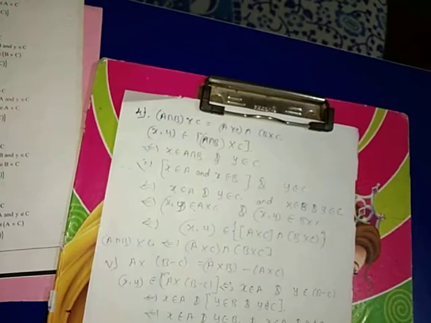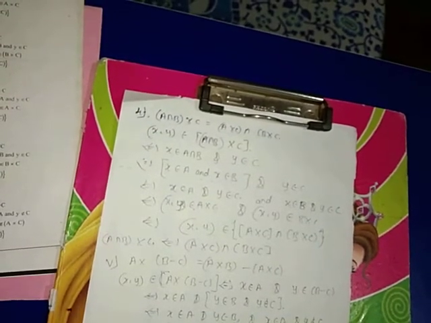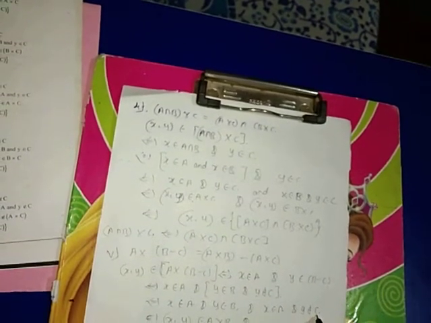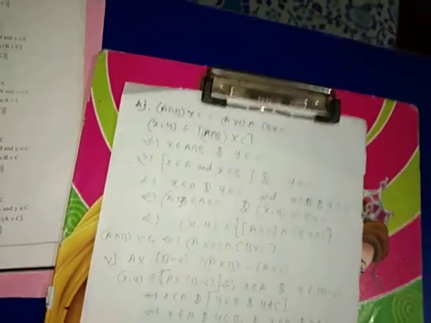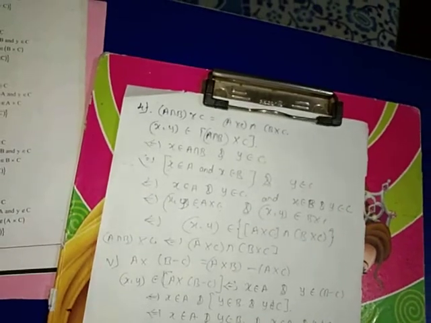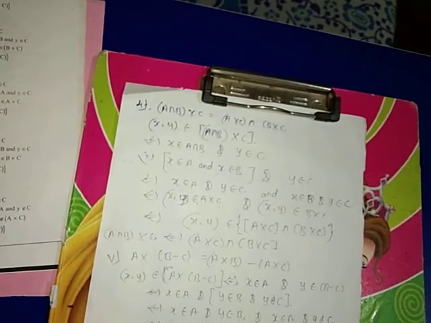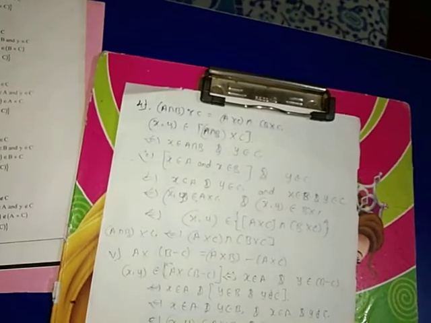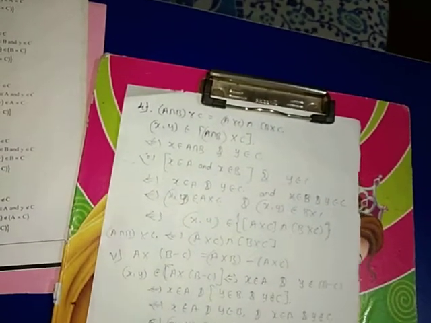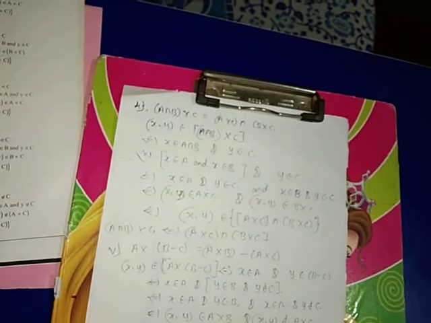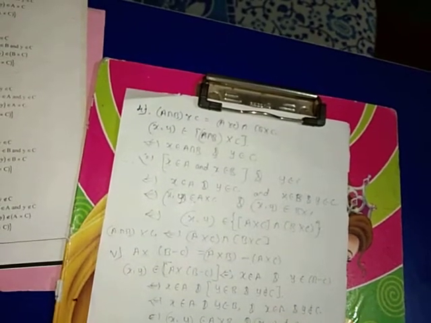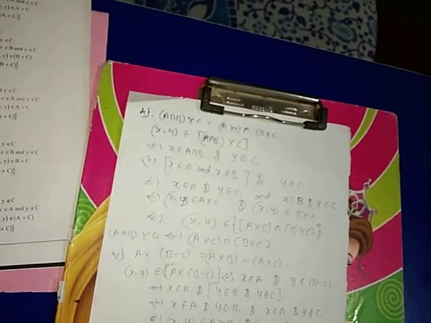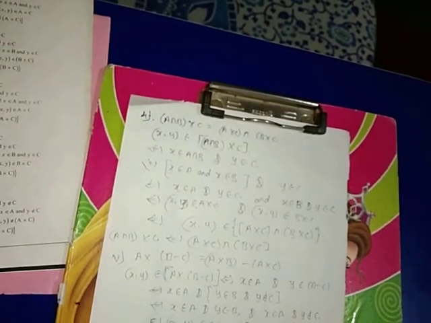If x belongs to A and y belongs to B means x comma y belongs to A cross B, and if x belongs to A and y does not belong to C means x comma y does not belong to A cross C. That indicates x comma y belongs to A cross B and x comma y does not belong to A cross C. You just have to compare it to this. x belongs to A, not B. x comma y belongs to A cross B, not A cross C. That indicates x comma y belongs to A cross B minus A cross C.